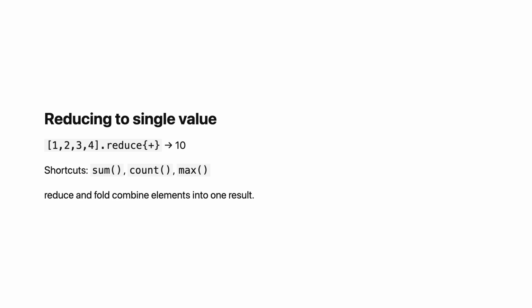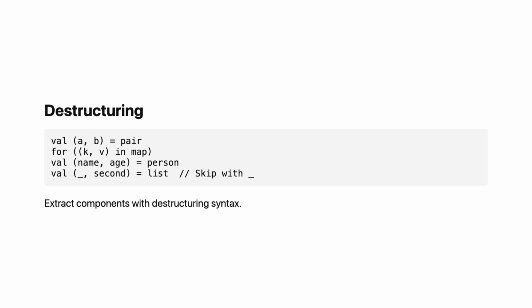Reduce: combine all elements into one. numbers.reduce { acc, n -> acc + n } gives the sum. Fold: like reduce but with an initial value. numbers.fold(0) { acc, n -> acc + n } also gives the sum. Use fold when the result type differs from the element type. numbers.sum() is cleaner than reduce for addition. First with condition, last with condition: finds specific elements.